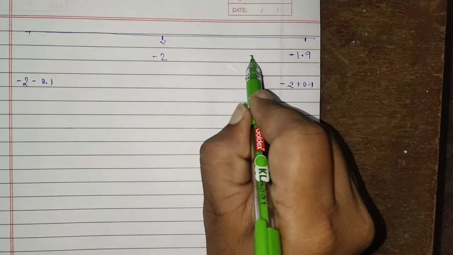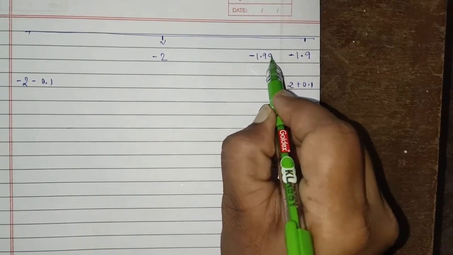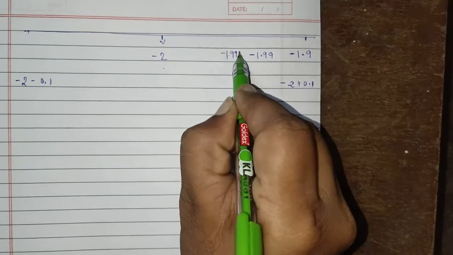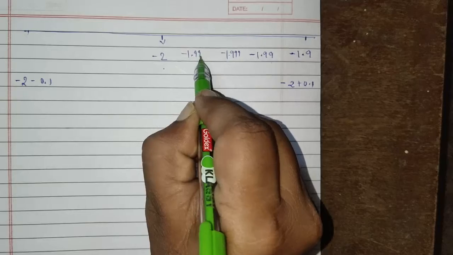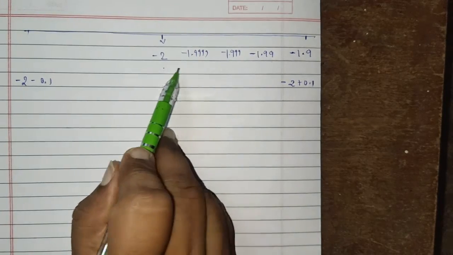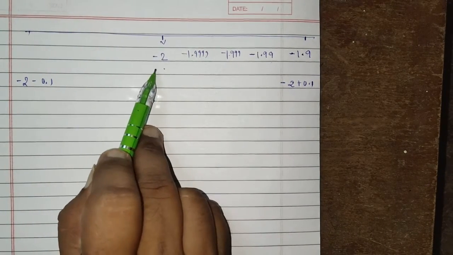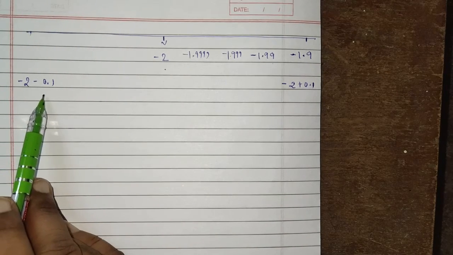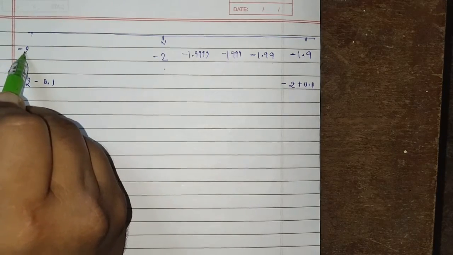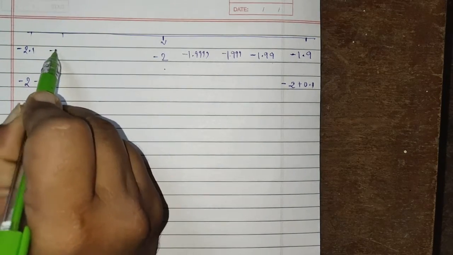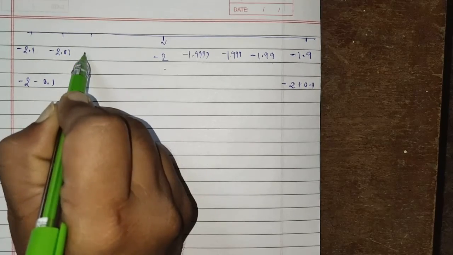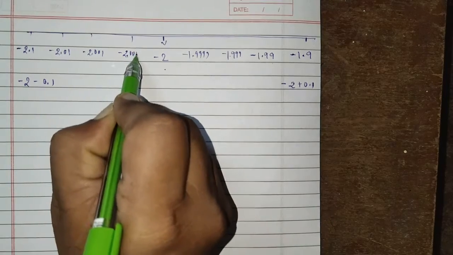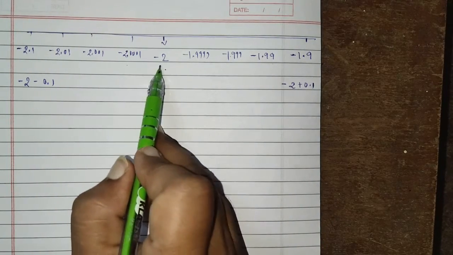then -1.99, which is also very close to -2, -1.999, -1.9999. Now we can say it's very close to -2. And here, -2 minus 0.1 is -2.1, then -2.01, -2.001, -2.0001. Now it's very close to -2.